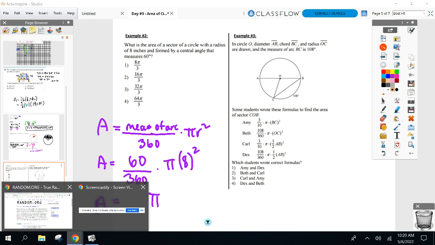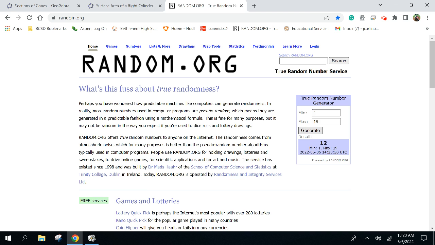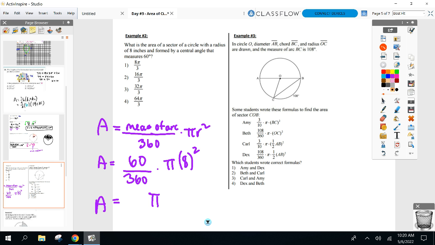And what fraction are you getting here now? 32 over 3, so 32/3 pi. Good work. Basic sector, right? Basic. Find the area.